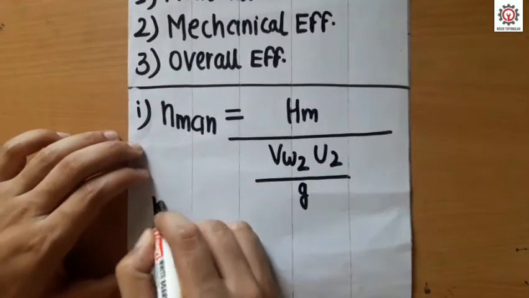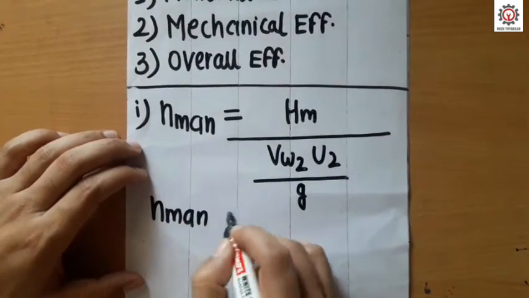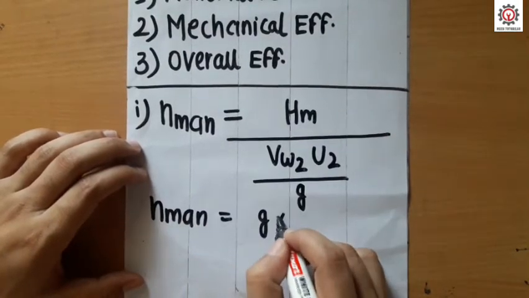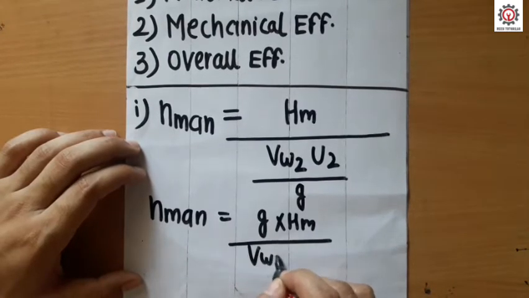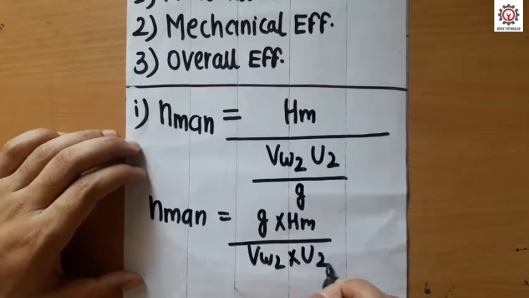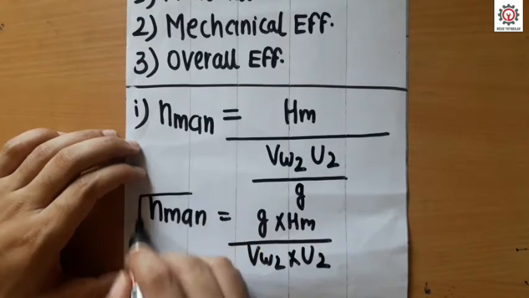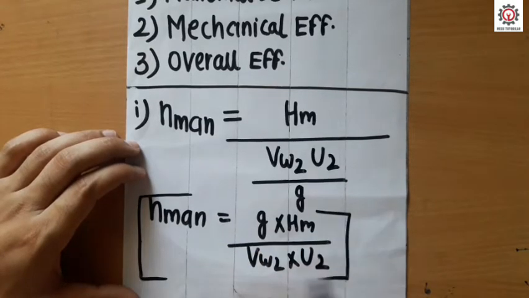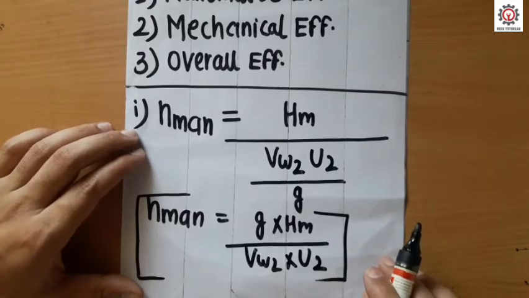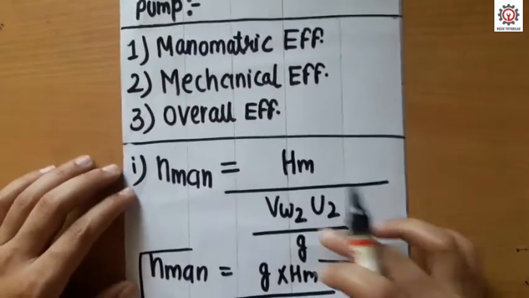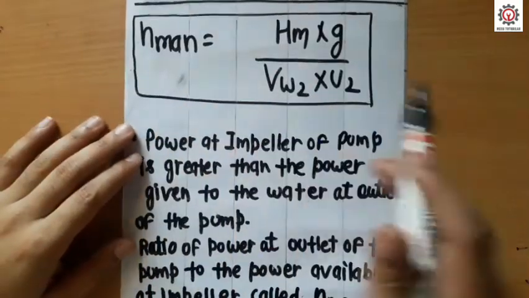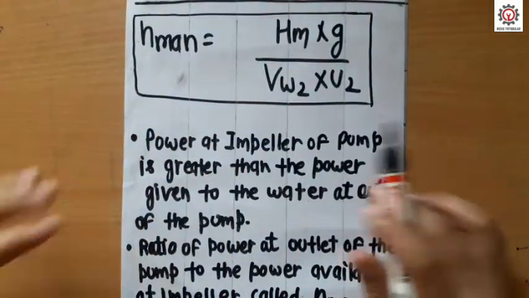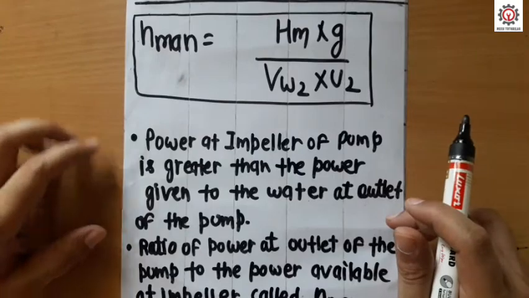So manometric efficiency can be written as g into Hm divided by Vw2 U2. This is our formula of manometric efficiency. Hope you understand this. So we got this formula for manometric efficiency. Now what is the physical meaning of manometric efficiency?